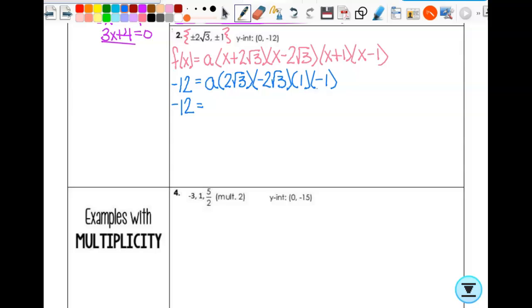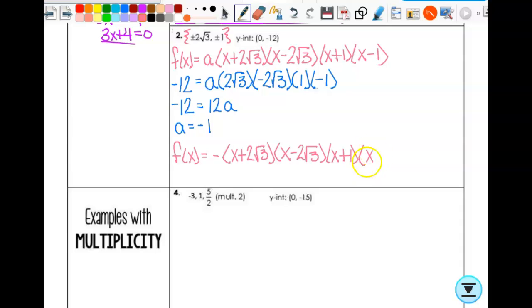I just have to multiply 2 square root of 3 times 2 square root of 3. What's that? What's 2 times 2? 4. What's the square root of 3 times the square root of 3? 3. So what's 4 times 3? 12. There you go. So this is 12a. So a is equal to negative 1. Then I can write my function, f of x equals negative, and then I have x plus 2 square roots of 3 times x minus 2 square roots of 3 times x plus 1 times x minus 1.